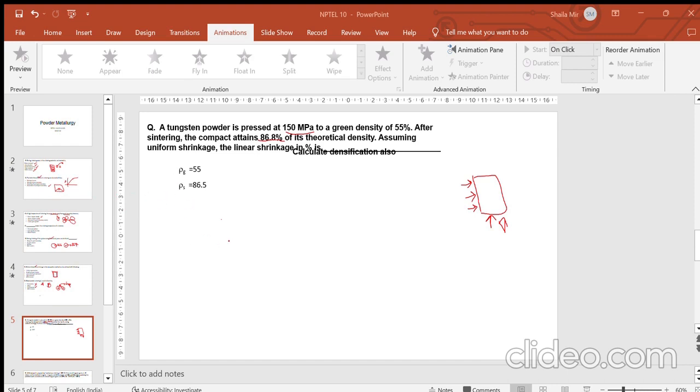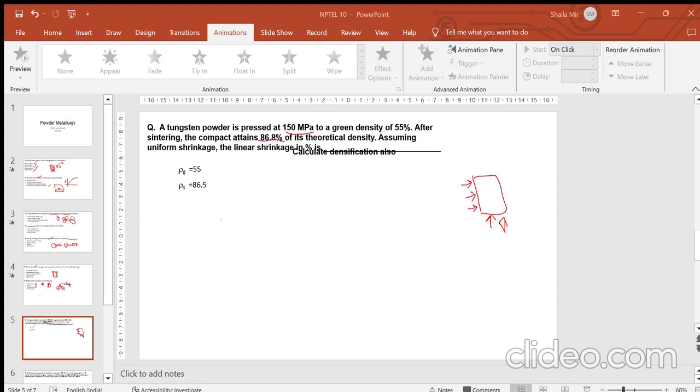Okay, and then we are saying that we have been given a green density of 55%. So this is green density, and we have been given, say for example, a sinter density, the density after sintering, that is rho S, which we have shown here. That is 86.8% of its theoretical density.